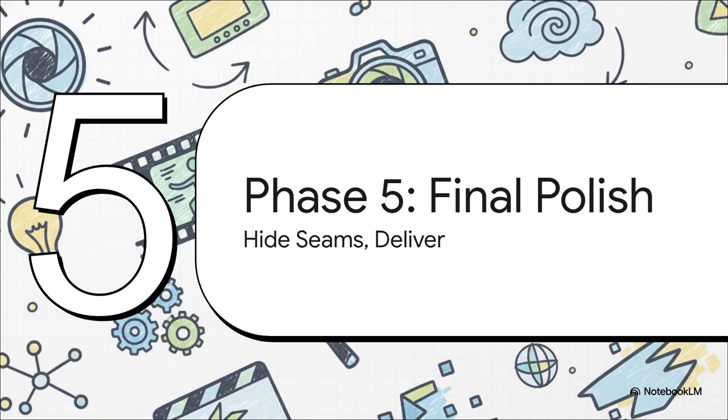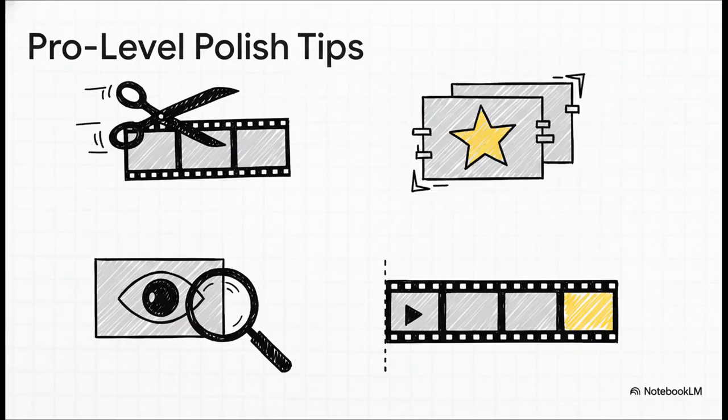Phase 5 is all about the final polish. This is where we use some clever editing tricks and run our final checks to hide any last-minute problems and make sure we can deliver this thing with total confidence. So here are a few final pro-level tips for you.